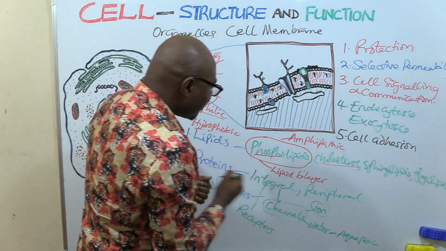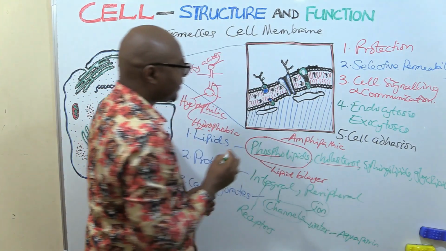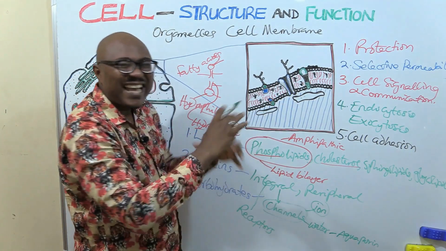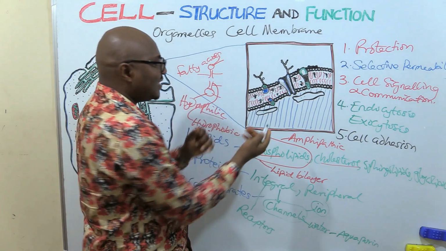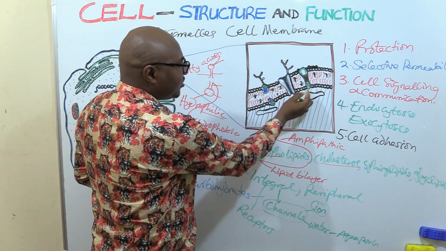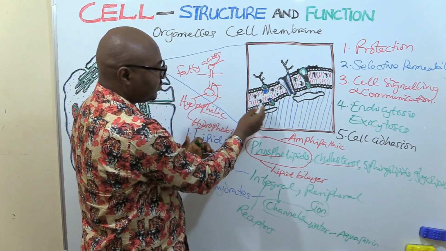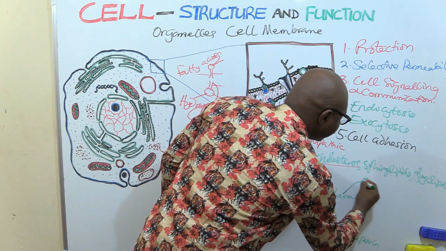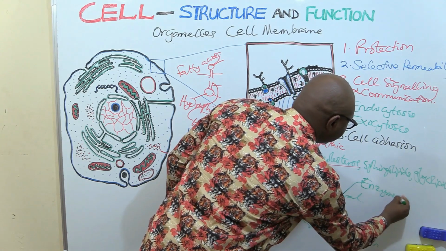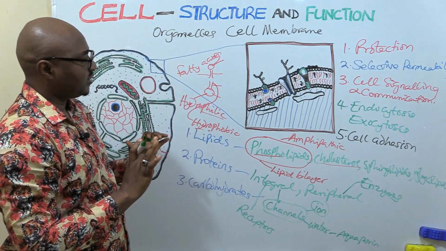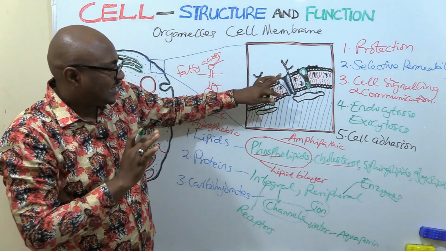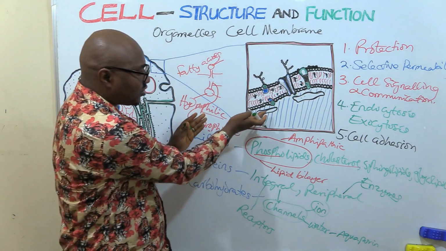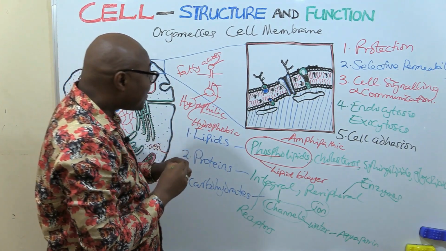Then you now have the peripheral proteins. Let's look at it here. Peripheral proteins usually act as enzymes. Sometimes they are attached to these integral proteins. They are not attached within the thickness of the cell membrane. They're just close by. So those are peripheral proteins.